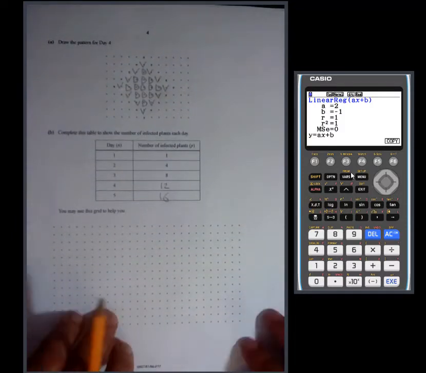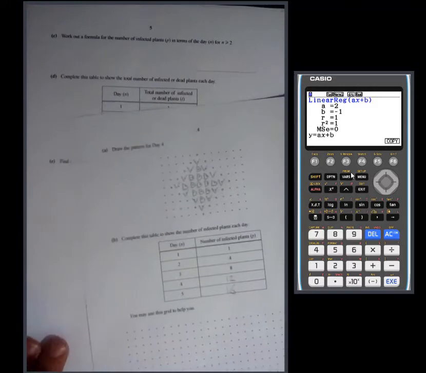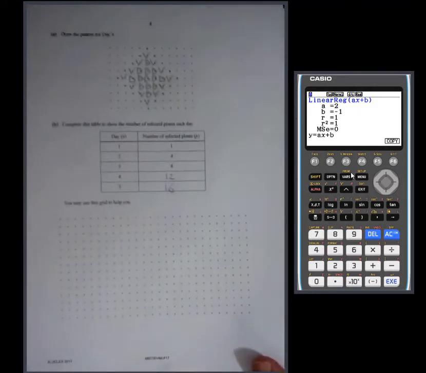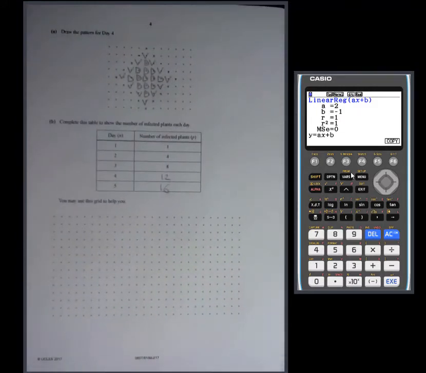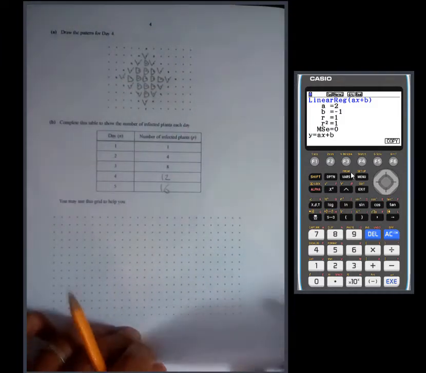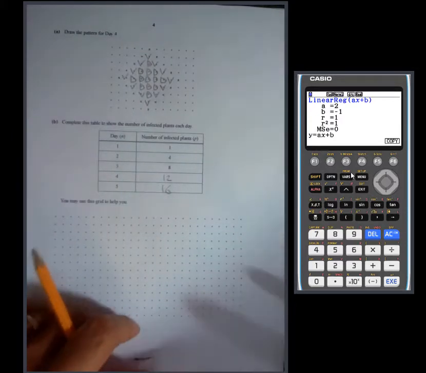Right, so now we have a table. Another thing with investigations, and I won't say all investigations, but a high proportion of investigations, they start with patterns, then they go to tables, and then they go to nth terms. This happens so often, so you do need to be ready with this sort of layout.